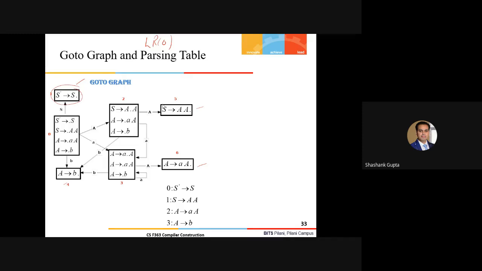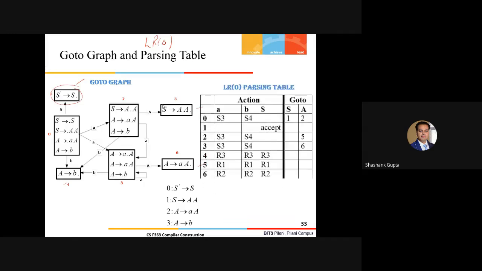Fine. So now with this go-to graph, we will construct the actual relevant thing, which is the LR0 parsing table, like we constructed the LL1 parsing table. Now, as I said earlier, my LR0 parsing table is going to be indexed by two things: one is action and the other is the go-to part.